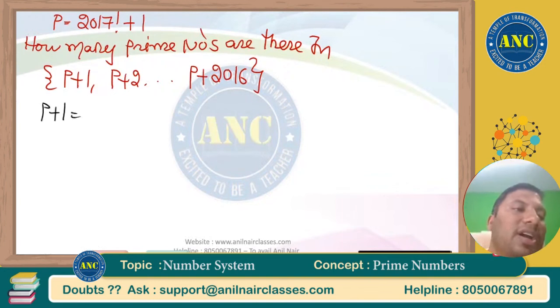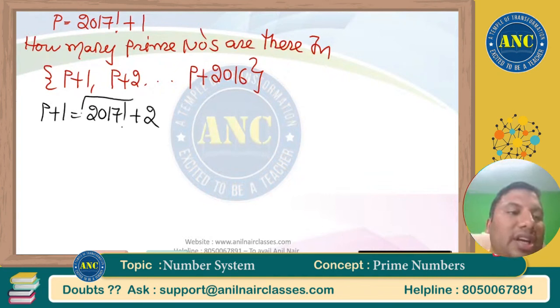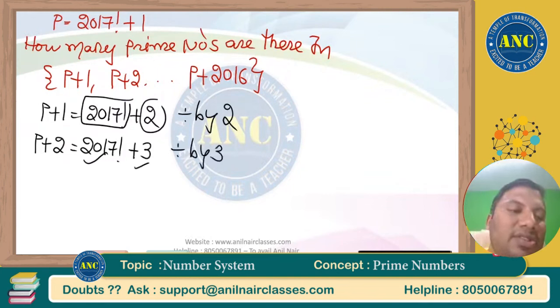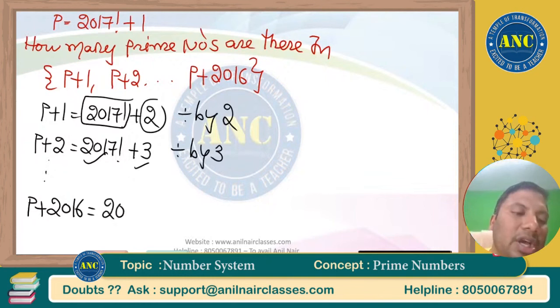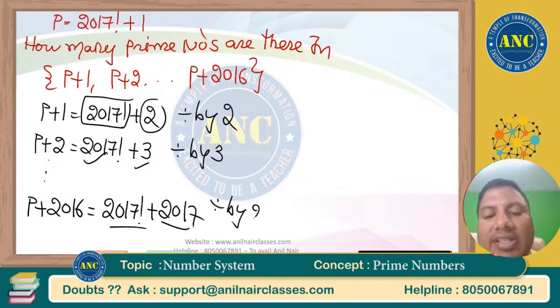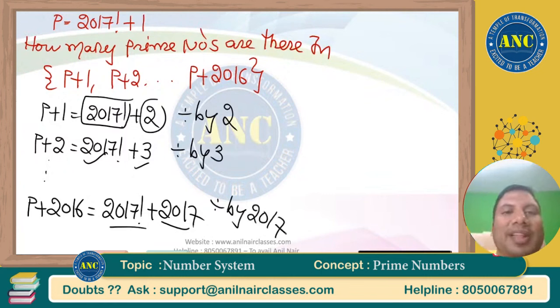If it is P plus 1, 2017 factorial plus 1 plus 1, it is 2. This is divisible by 2. The answer is divisible by 2. Idea clear? P plus 2 is nothing but 2017 factorial plus 1 plus 2. It is 3, divisible by 3. And so on up to P plus 2016, it is 2017 factorial plus 2017, divisible by 2017. The answer is divisible by 2017. I hope it is clear.